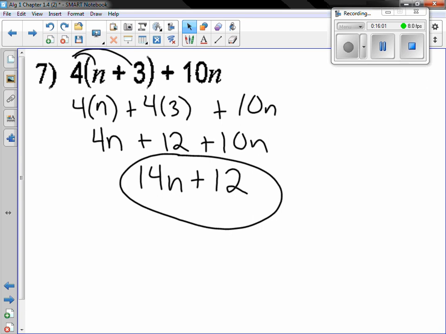Any questions on the rest of these here? We're feeling comfortable? Yes. Question on which one? 12. You get stuck on that one?